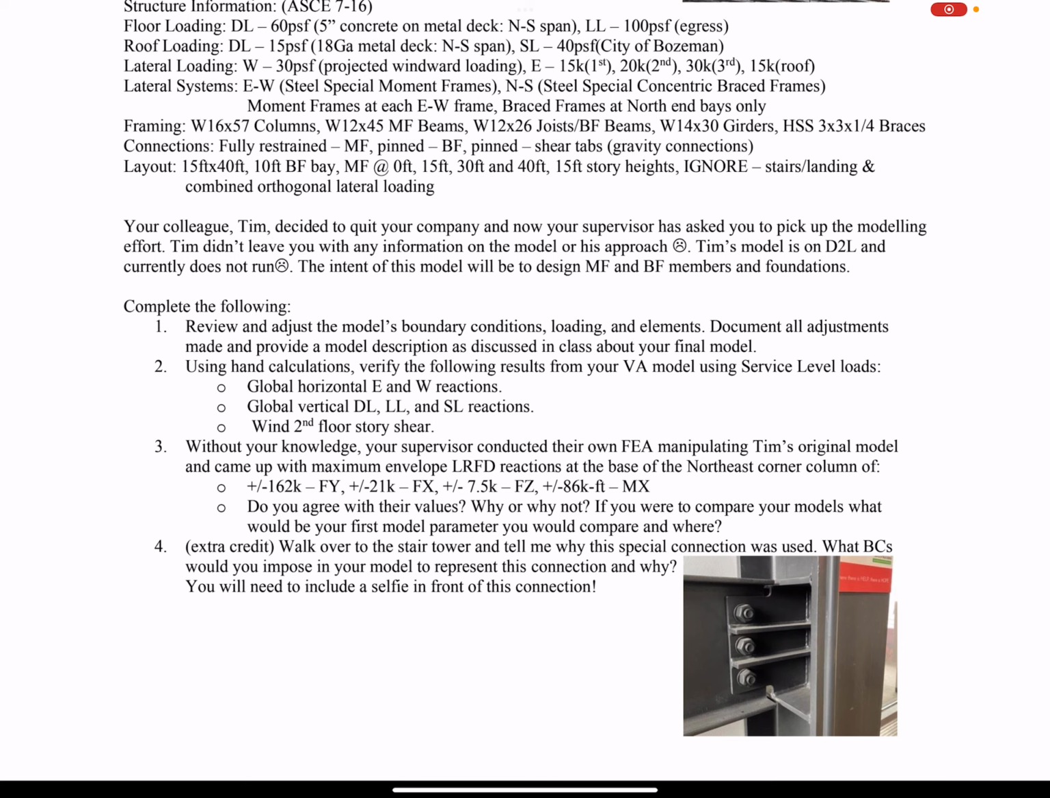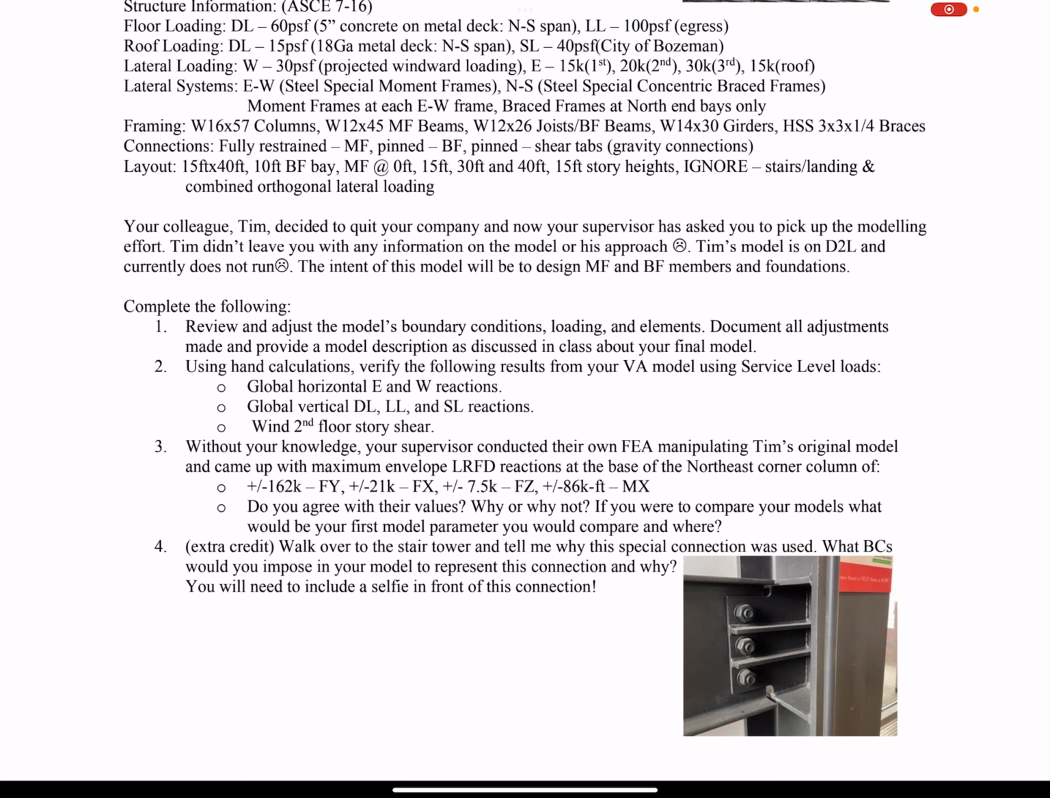For the second part, is that just one move, like reactions of one move, or all of them? This is global, so looking at total horizontal earthquake and wind reactions, and total vertical dead load. Because it'd be really tough to decide what the reaction is at some of the moment frames, right? Because when you have a model this size and you have loads coming in from all of these levels, everything is distributed based on stiffness.